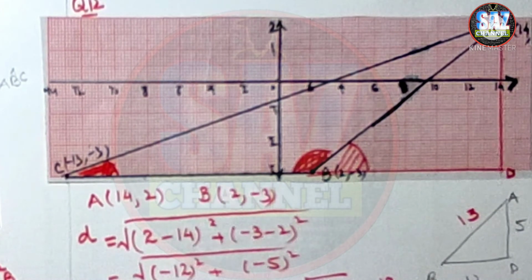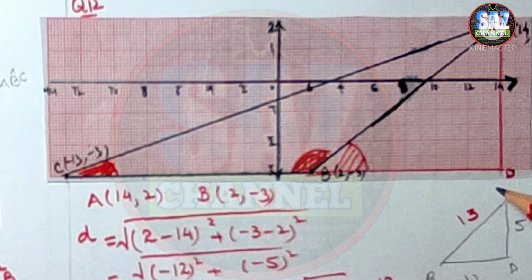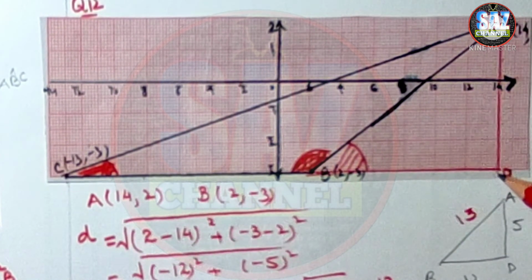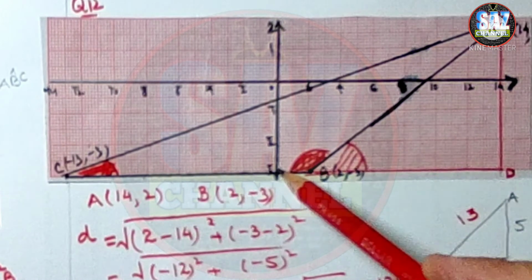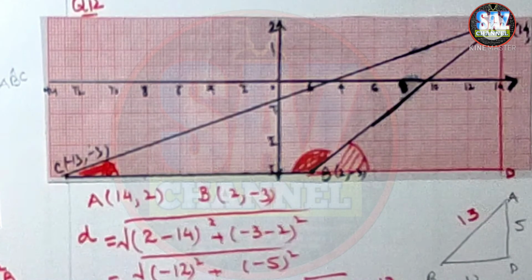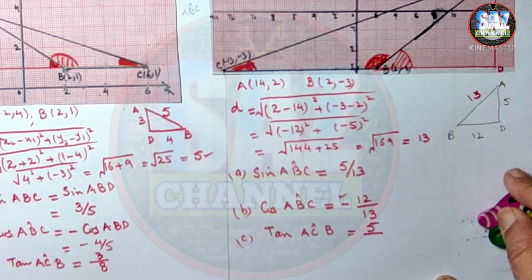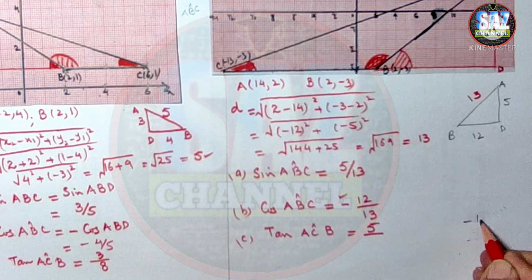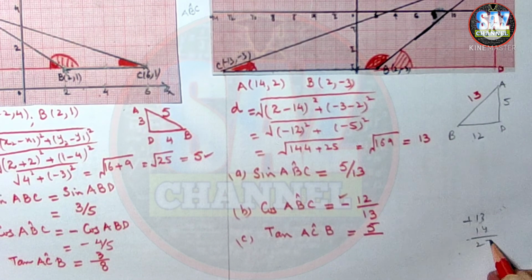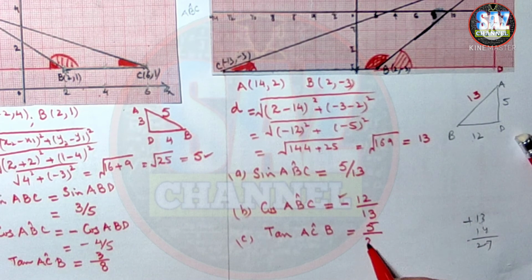Okay, let me read the graph carefully from the book. If we look at the B to D distance, the B to D distance is 12 units, and to 14 units till the y-axis, and we have to move a further 13 units. Further 13 units, yes. So 14 plus 13 is equal to 27. So opposite is 5 and adjacent is 27.